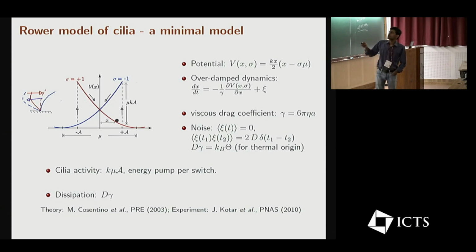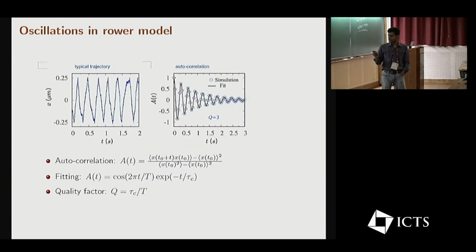And so the overdamped motion of these things is given by this, with delta-correlated noise. In the case of thermal noise, you have D gamma equals k_B theta, where theta is the temperature. So this is the typical oscillation you see in this case of the Rohr model. The displacement is doing a noisy oscillation, and if you plot the autocorrelation function, it decays.